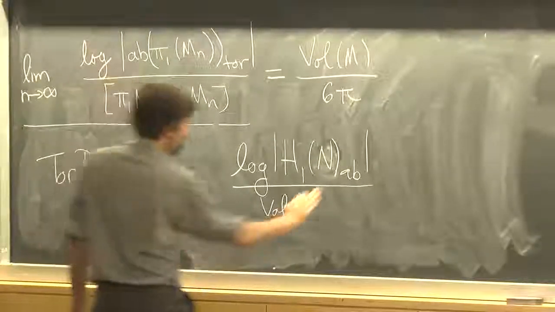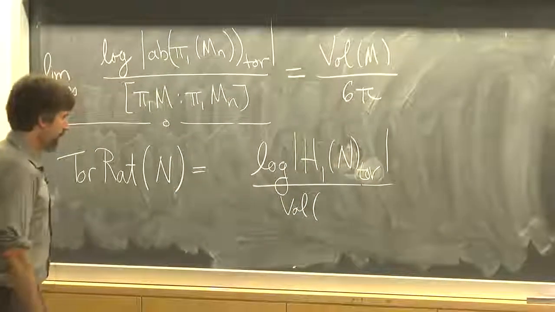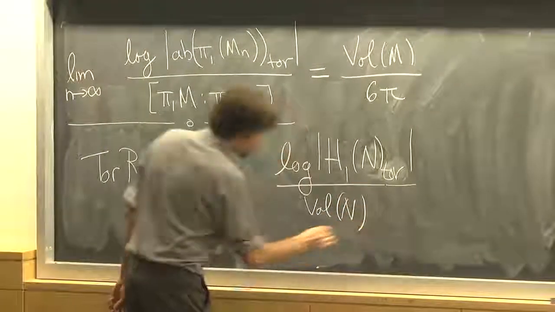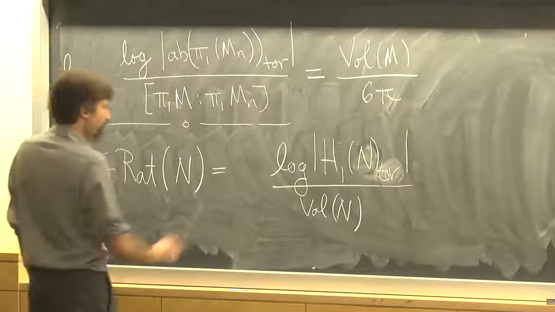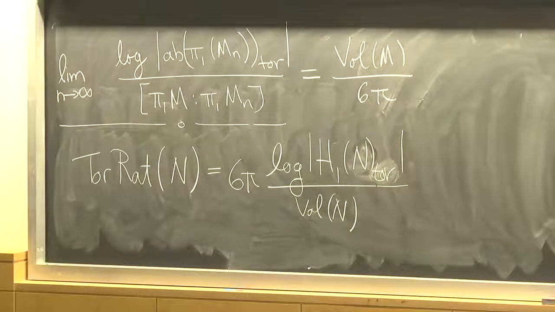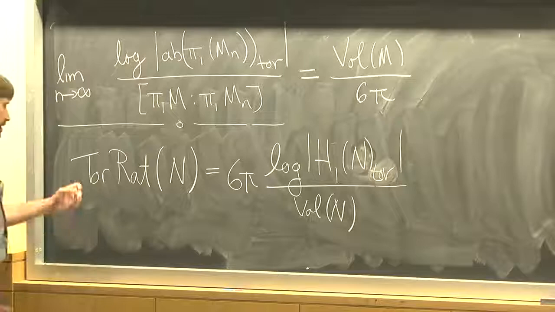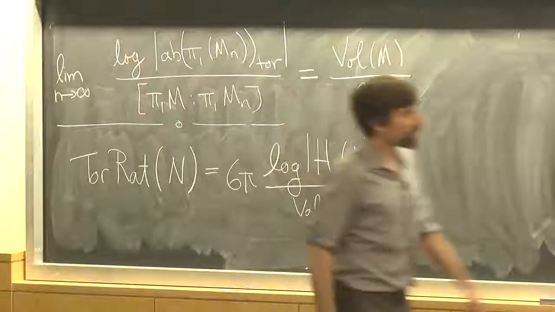Sorry? Oh, sorry, the torsion. Thank you. Take the torsion divided by the volume of the manifold. We just define this to be the torsion ratio of n. And then let me just multiply this by 6 pi so that the conjecture should now be that this thing goes to 1 as you take more and more covers.